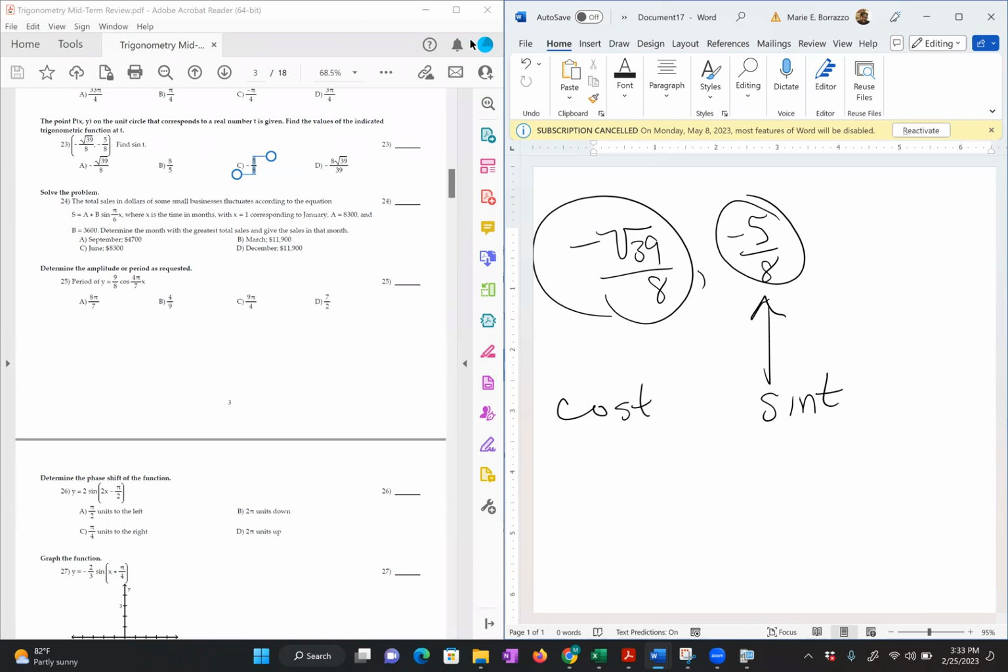24 is relatively simple. Since we're given pi over 6, we're also given the 8300, we're given the 3600 for B, and so on. It says determine the month with the greatest sales. So when you graph this, you find it's the third month. And if you plug in the value for X is 3, you find that the max would be 11,900. All right, so that's just basic graphing and determining the value. Okay, let's see the next one.